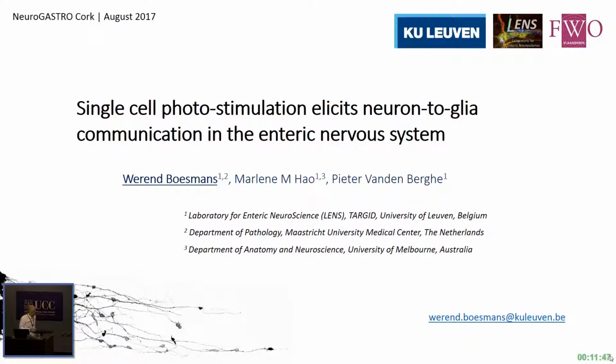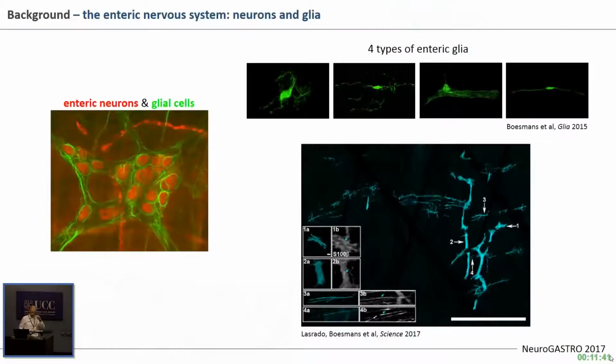I'm going to talk about communication between enteric neurons and glial cells. And you've heard from the first two speakers in this session that the enteric nervous system consists of both enteric neurons and glial cells, and that they have to work together to execute all the functions of the ENS.